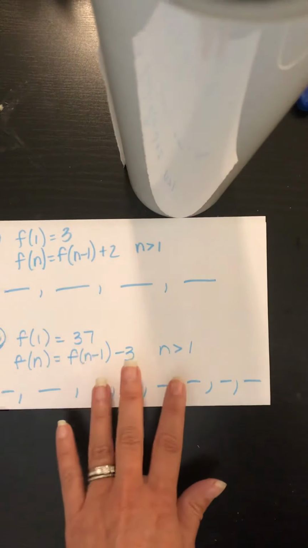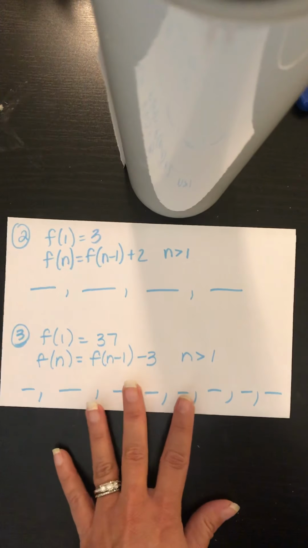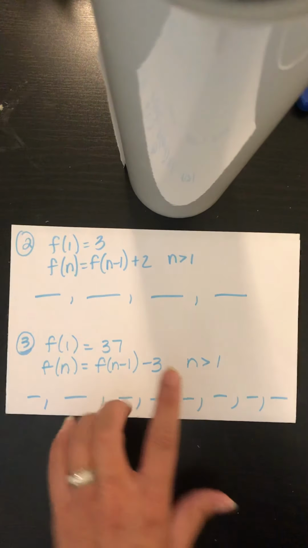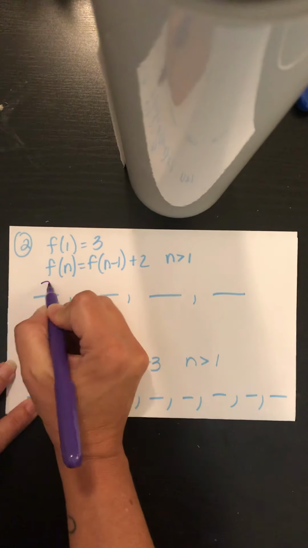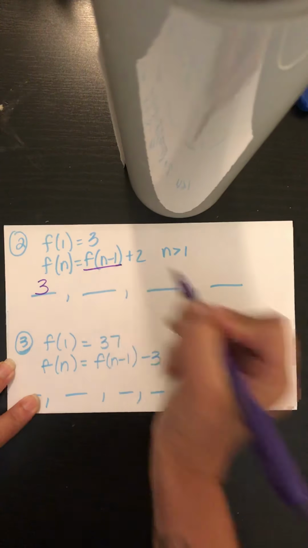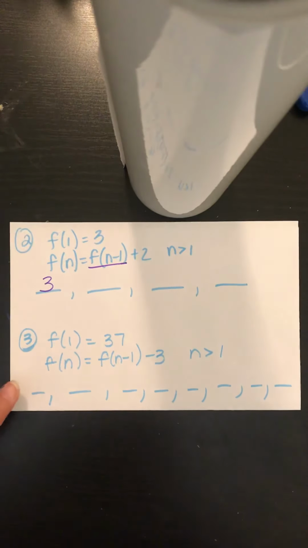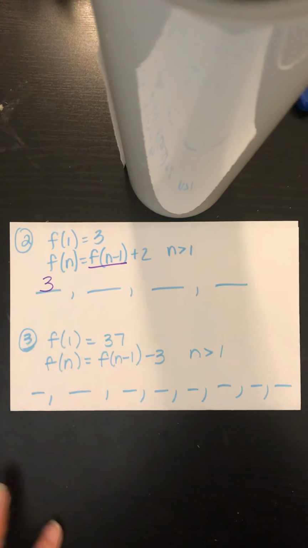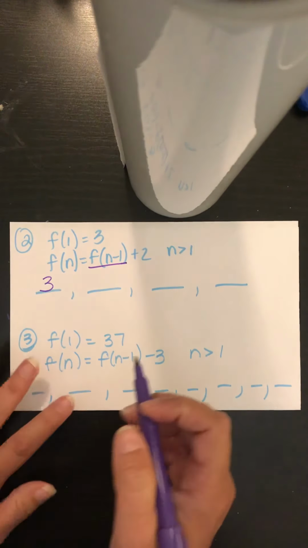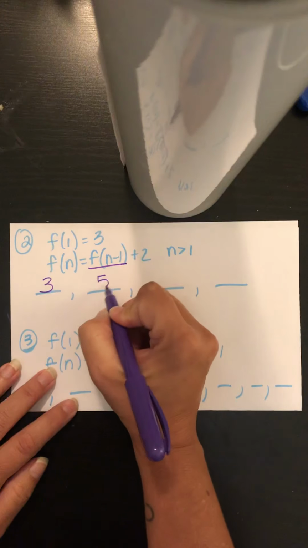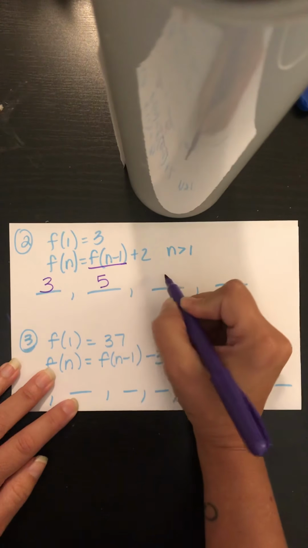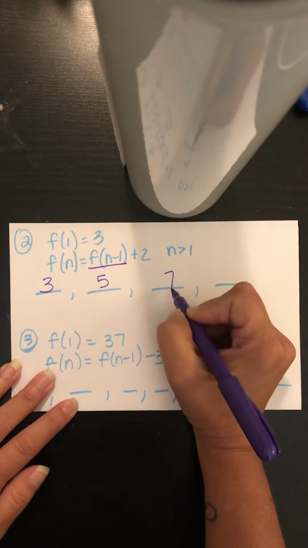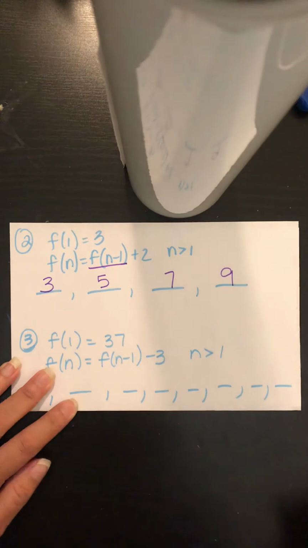Okay. In example 2, we're given f of 1 equals 3, so that's my first term. And I'm told that we're taking the previous term and adding 2 to it. And we're asked to find the first 4 terms. So 3 plus 2 is 5. 5 plus 2 is 7. 7 plus 2 is 9.